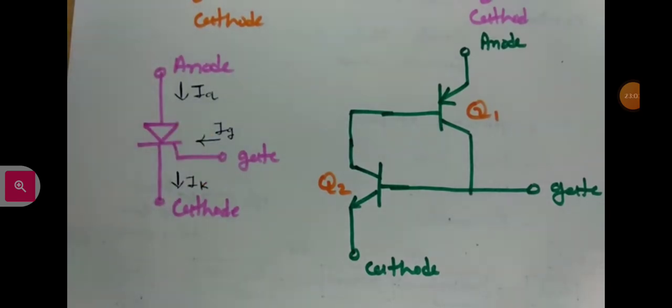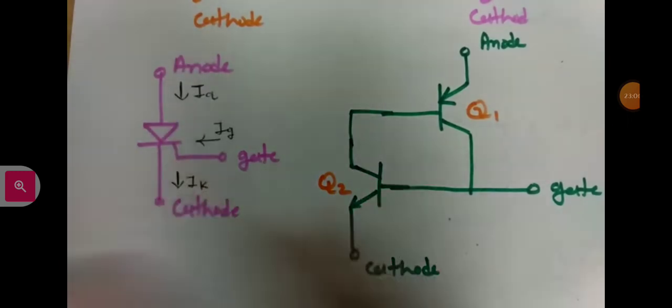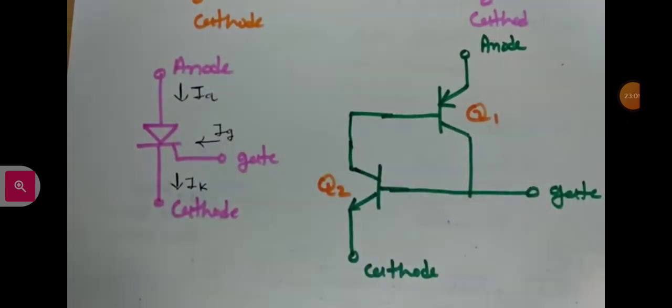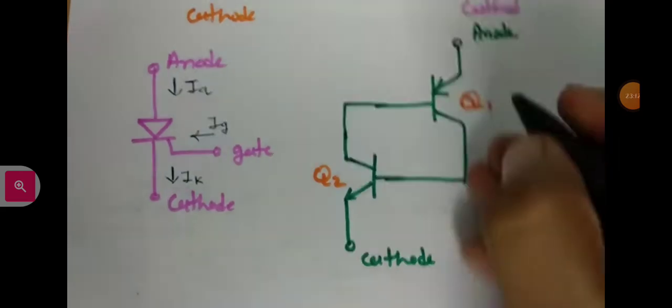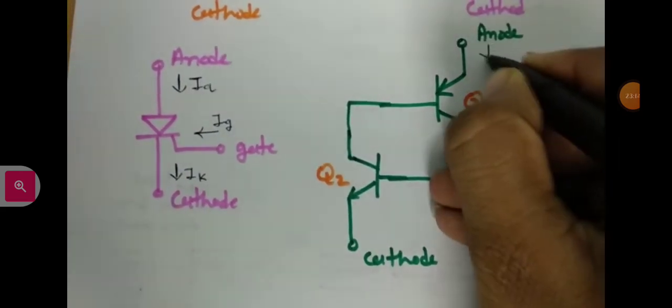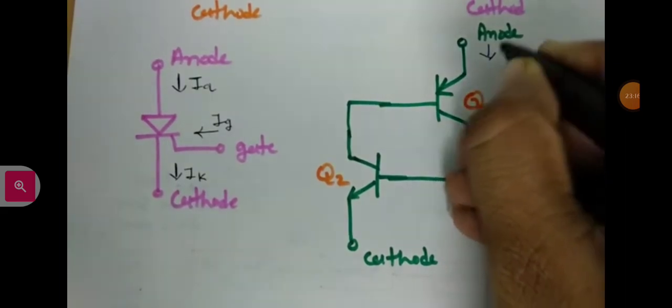So let us try to understand this in the transistor analogy. Here one can clearly see the anode current that is entering inside.